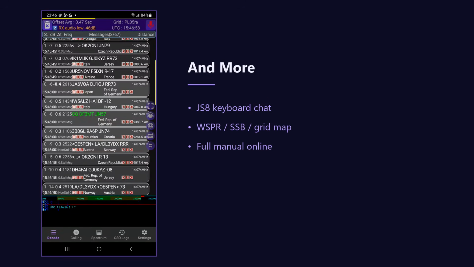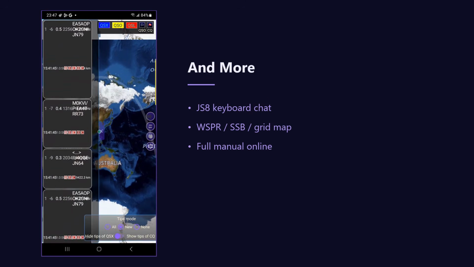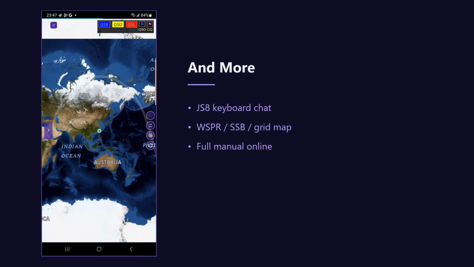Beyond FT8 and FT4, FT8TW also includes JS8 keyboard chat, WSPR beacons, SSB voice, and a grid tracker map. The full manual is online. The link is on screen.